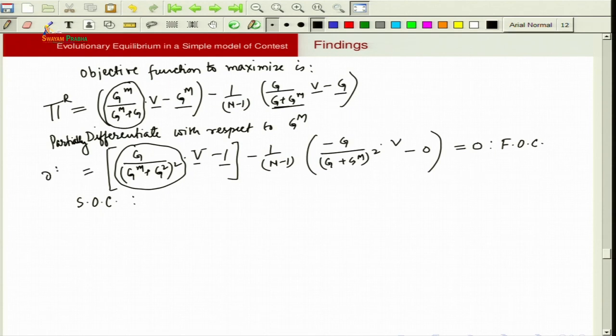So, this is the differentiation of pi relative with respect to GM. Here, as the second order condition, the double differentiation of this objective function with respect to GM, del 2 pi relative, should be less than 0. This is the second order condition that should also be followed. I am not discussing it here, but this should also be true. It is true in this case.